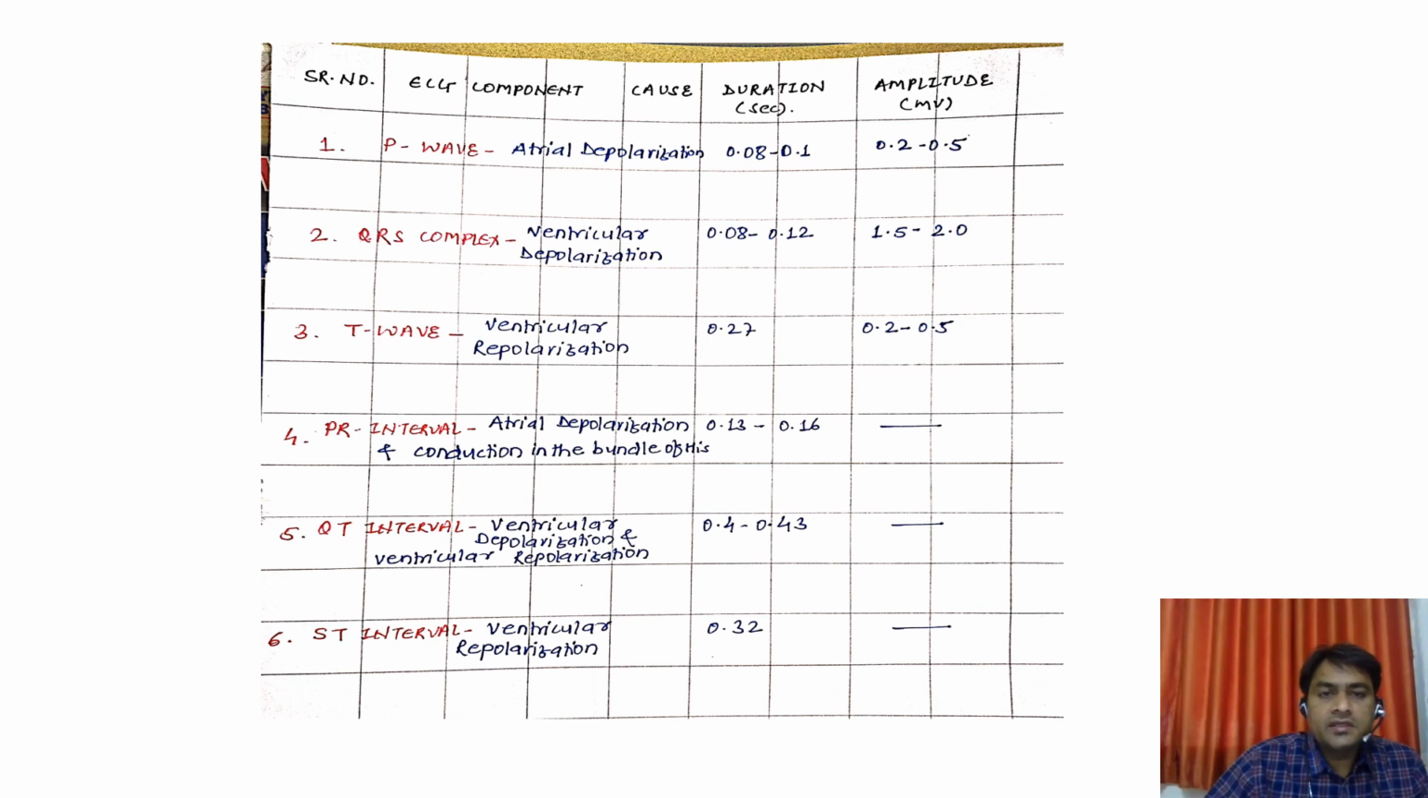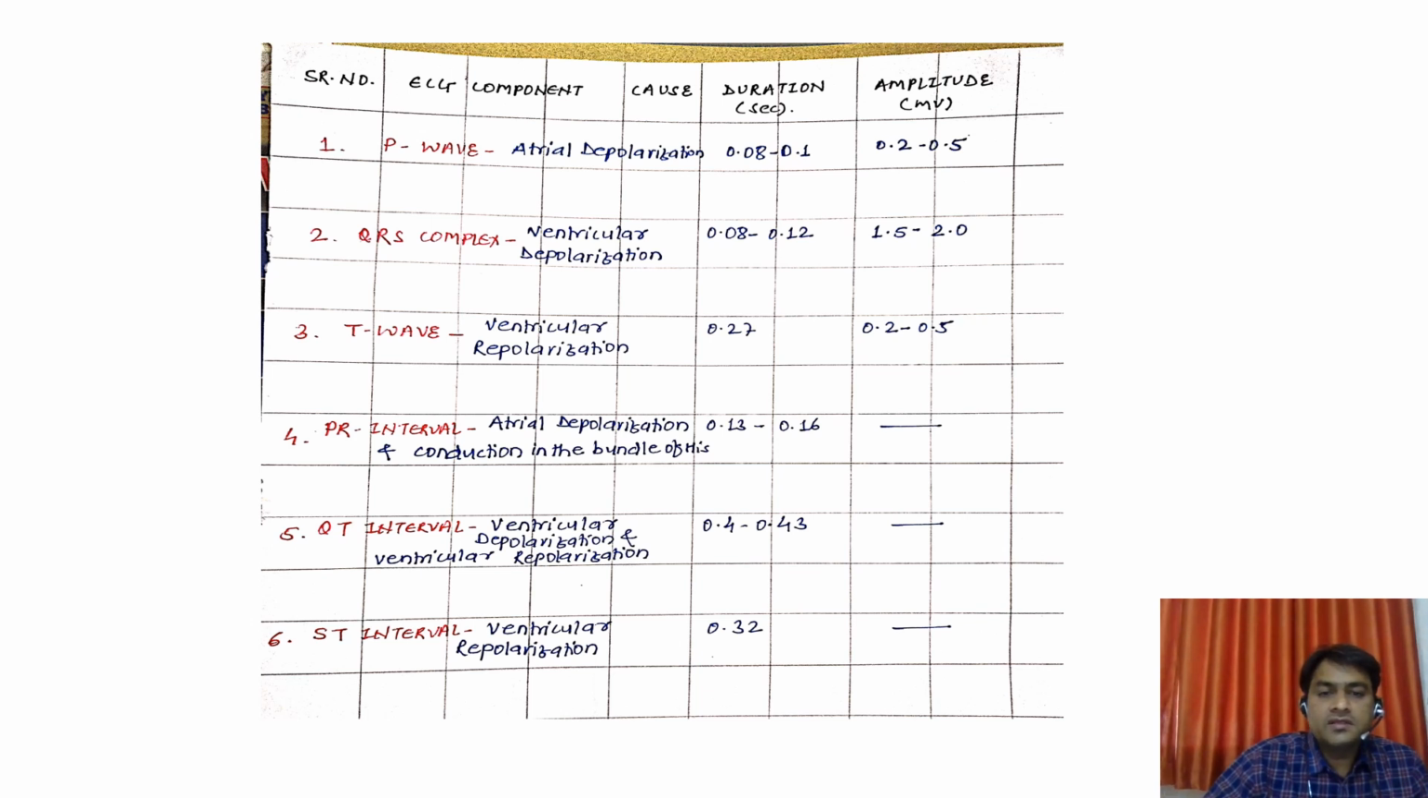So I again repeat: P wave is because of atrial depolarization. Time required is 0.08 to 0.1 seconds. Amplitude is 0.2 to 0.5. QRS complex is because of ventricular depolarization. Time required is 0.08 to 0.12 seconds. Amplitude is 1.5 to 2. T wave is because of ventricular repolarization. Duration is 0.27 seconds. Amplitude is 0.2 to 0.5.